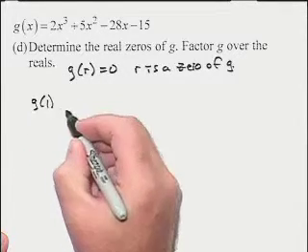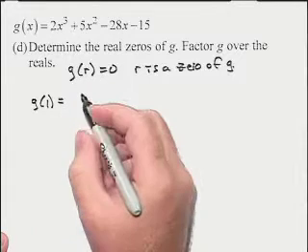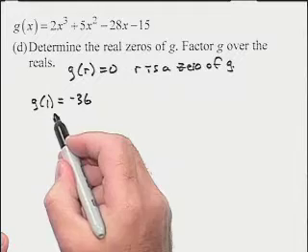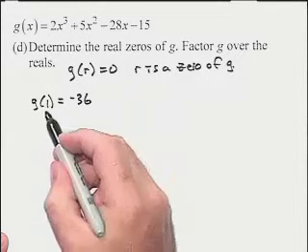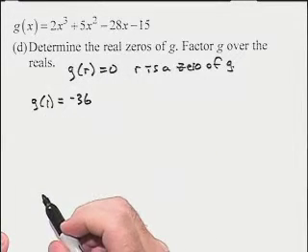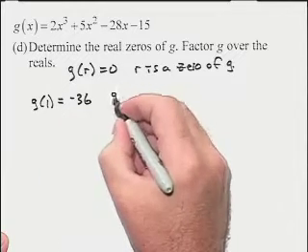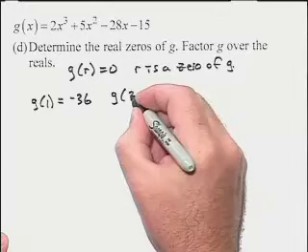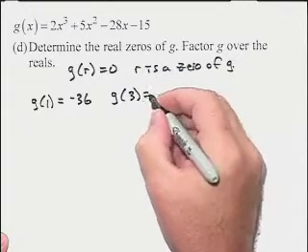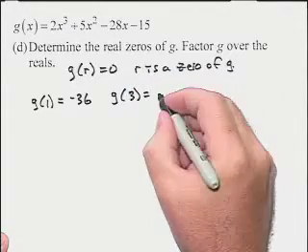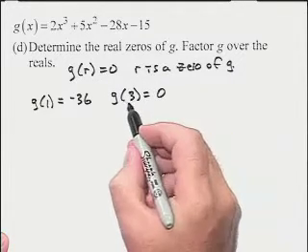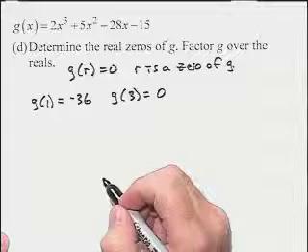For instance, we can start with g of 1. If we evaluate the function g at 1, we get negative 36. Since g of 1 is not equal to 0, 1 is not a zero of the function. If we try the next positive integer, g of 3, g of 3 will give us the value of 0. Since g of 3 equals 0, we know that r is equal to 3 is a zero.